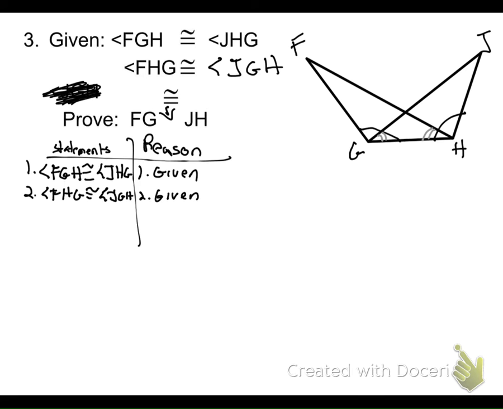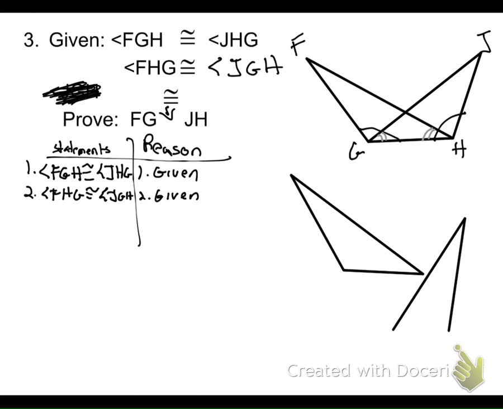I struggle seeing it this way. I'm going to make two separate triangles. If you're okay seeing it this way, you're fine, but I need to be able to see it. I highly recommend that you draw your two separate triangles. So we have FGH. We have JHG. Based on my original, we know these.